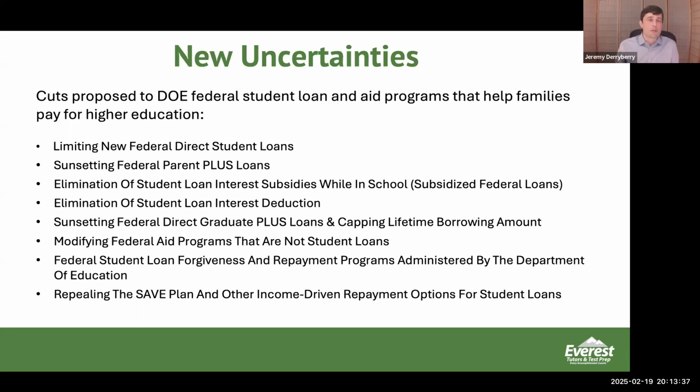So for a subsidized, you'll hear subsidized or unsubsidized. For the subsidized loan, that would be something they are looking to take away. Another thing is that right now you can deduct up to a certain amount of your student loan interest each year off the taxes. That is something they're looking to take away.